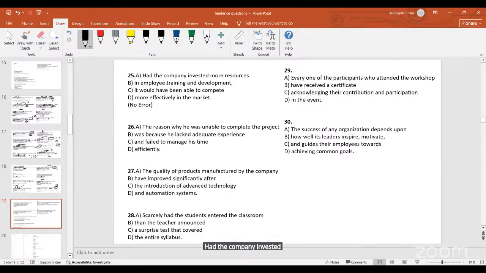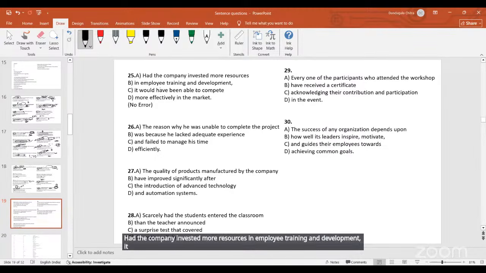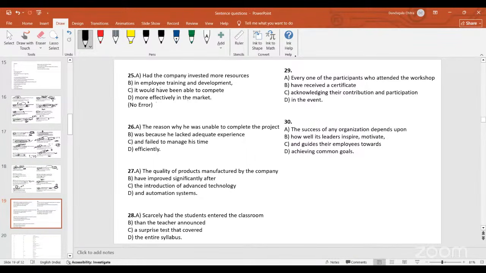Next. Had the company invested more resources in employee training and development, it would have been able to compete more effectively in the market. Option A, sir. More than resource. The error is in option B, sir. Instead of in, we use with employee training and development, sir, because Had the company is a conditional statement.